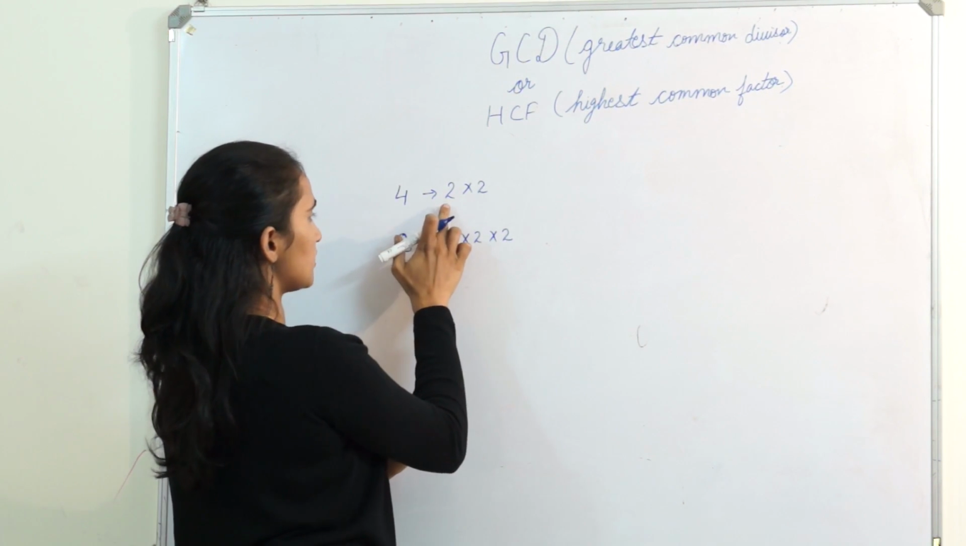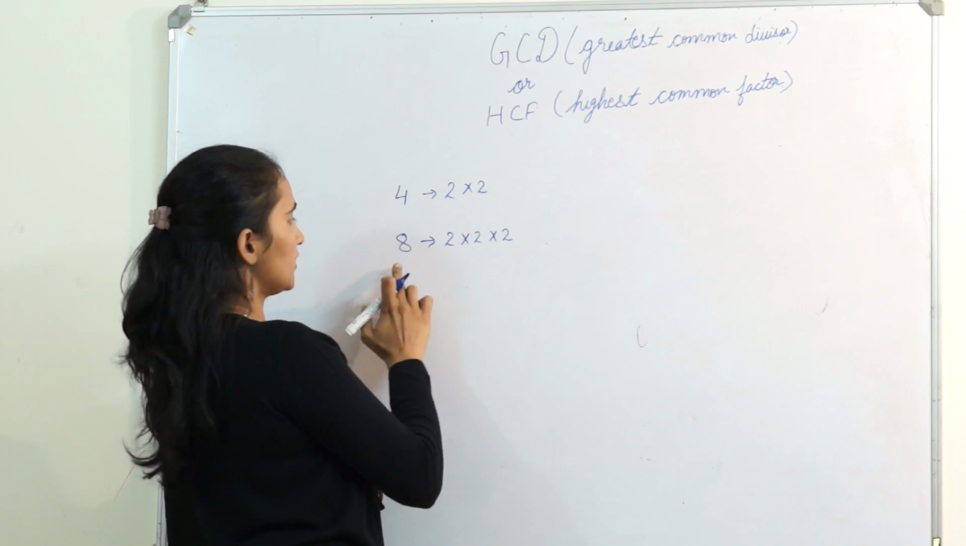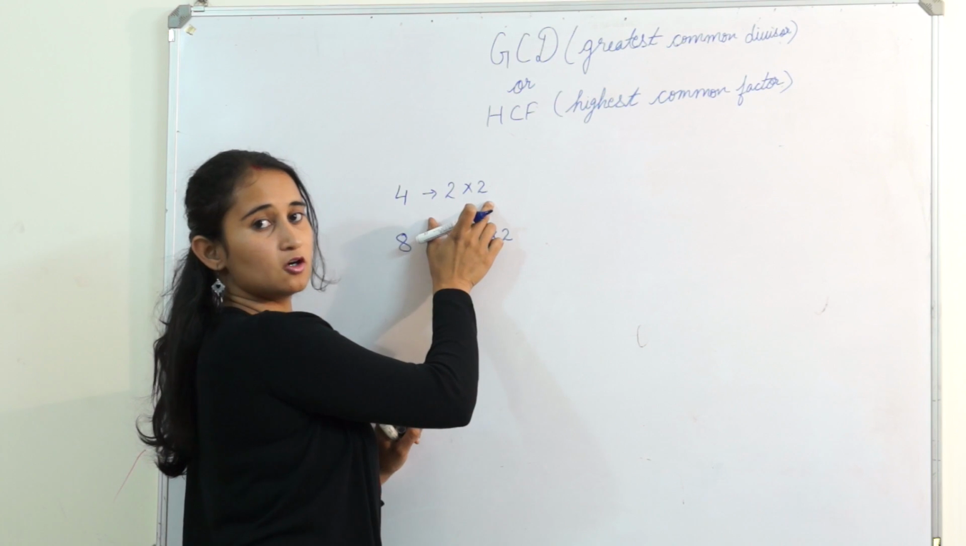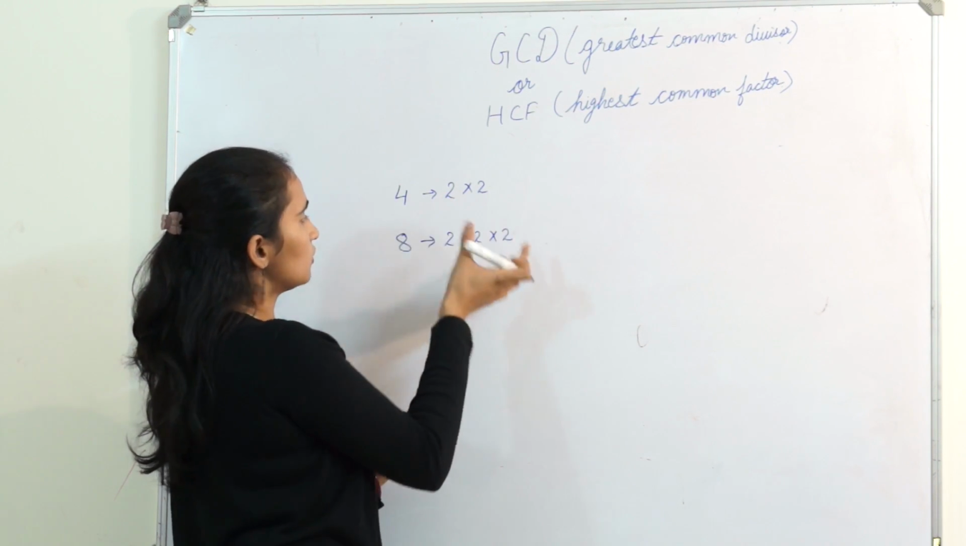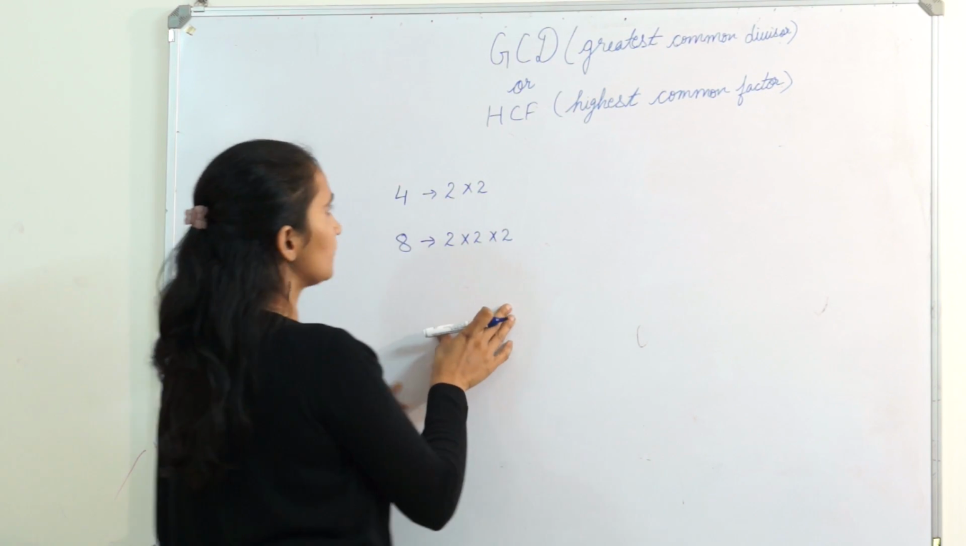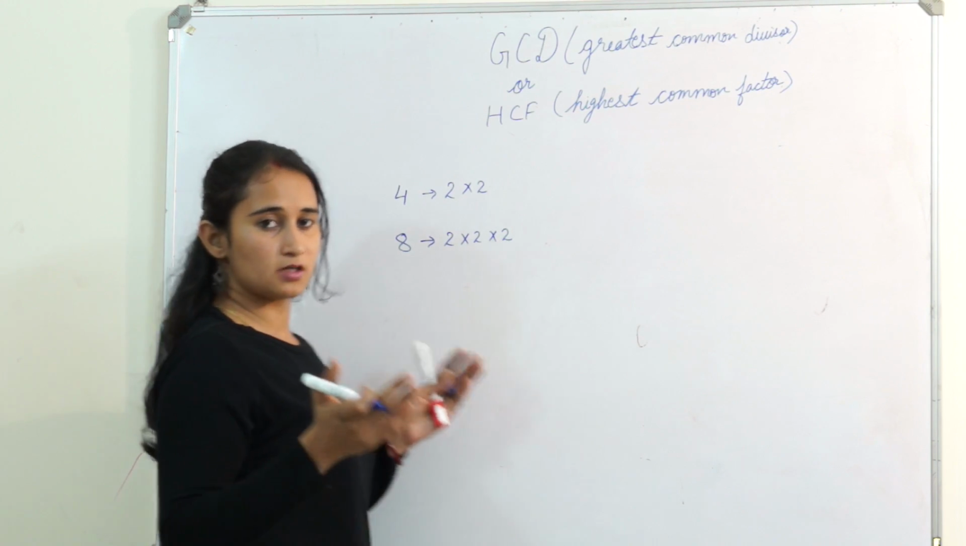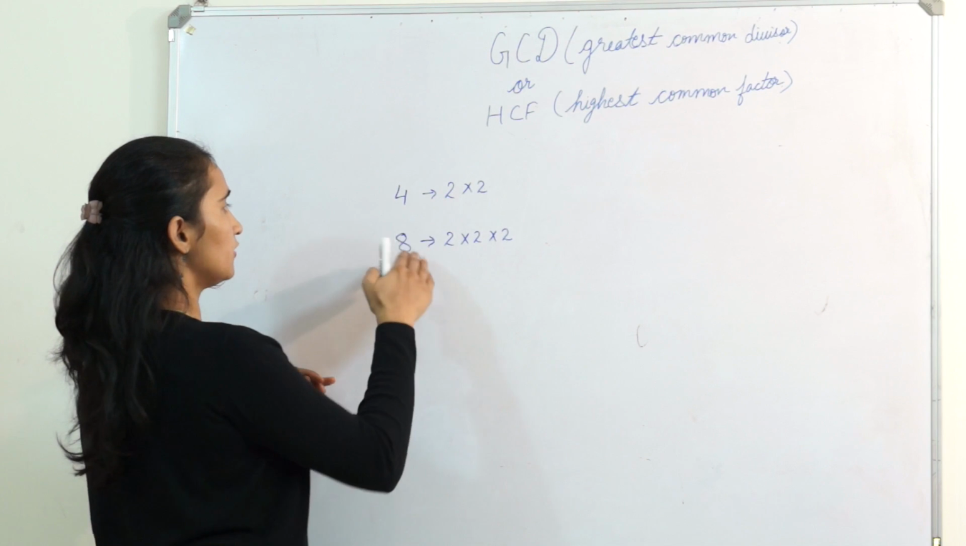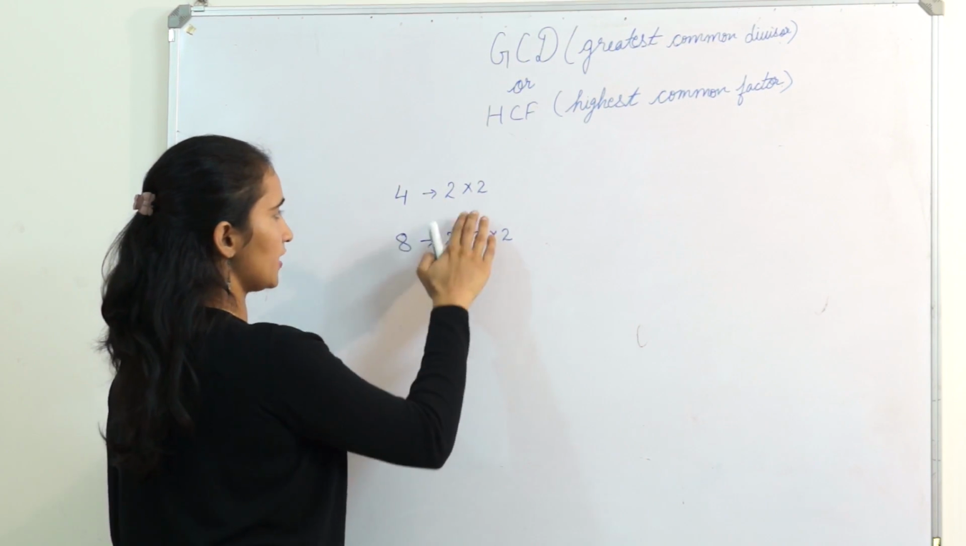So here the factors are 2 and 2. But in 8, because I am doing only prime factorization, I am not taking composite numbers. We are taking only prime numbers. Prime factorization I have already discussed in my previous video, you can refer to that. So here 4 and 8 have these prime factors.